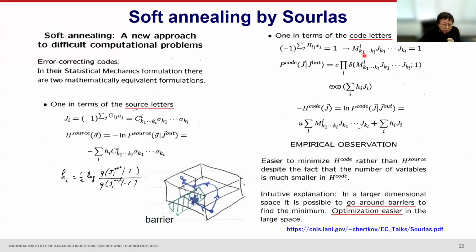As for the second reason, our two-stage hybrid computation can be considered as a realization of the soft annealing concept proposed by Zoller. He considered that in a larger dimensional space, it is possible to go around barriers to find the minimum. Optimization is easier in the large space. In the interest of time, I would like to omit further explanation beyond this. Please see this link for further details.